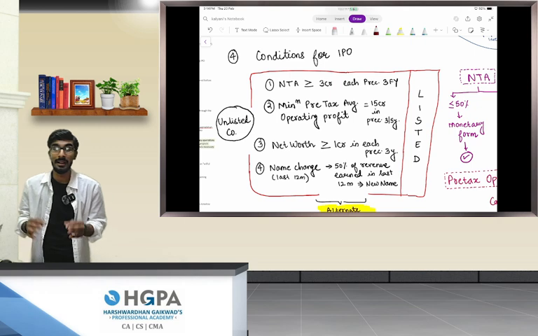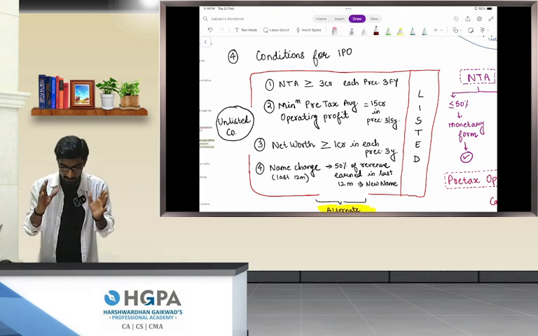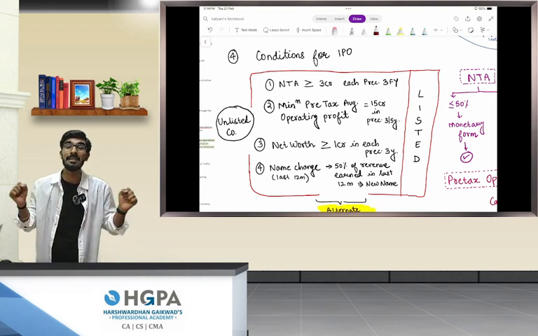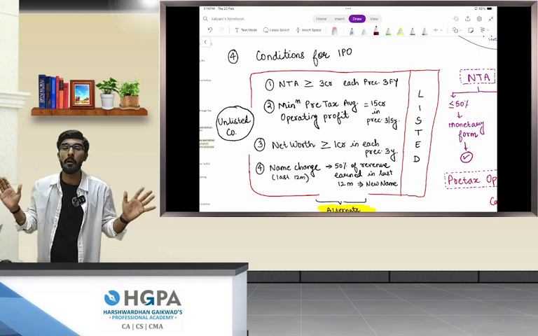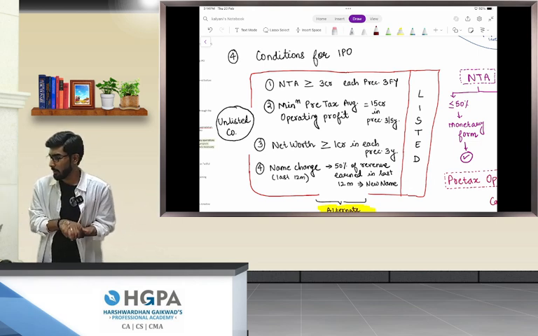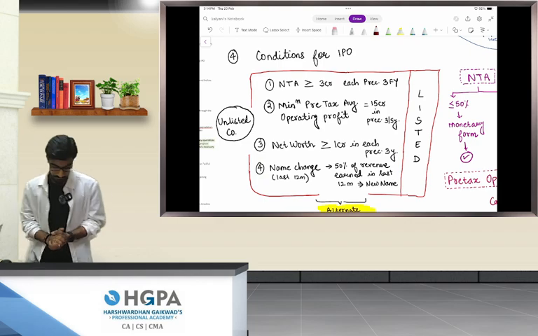This is the creamiest, sweetest part of this chapter. If you are done with this, we are done with this chapter, people. This is the very important concept in this chapter. Okay, perfect, people, perfect. Okay, let's start.